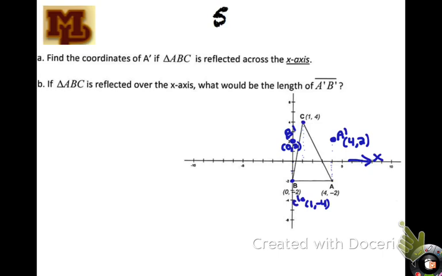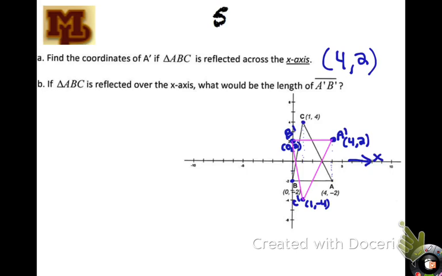And so then we can connect those. So the shape would look like this. And the question is, find the coordinates of A prime. So A prime would be 4, 2.